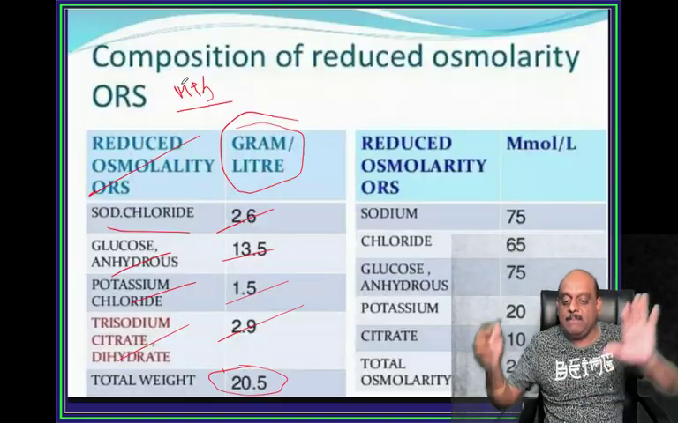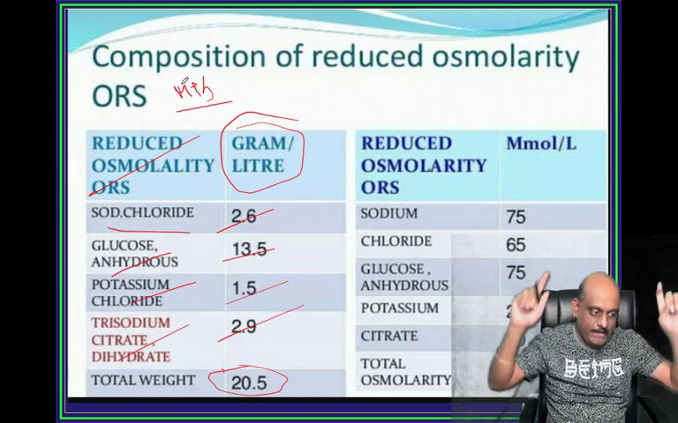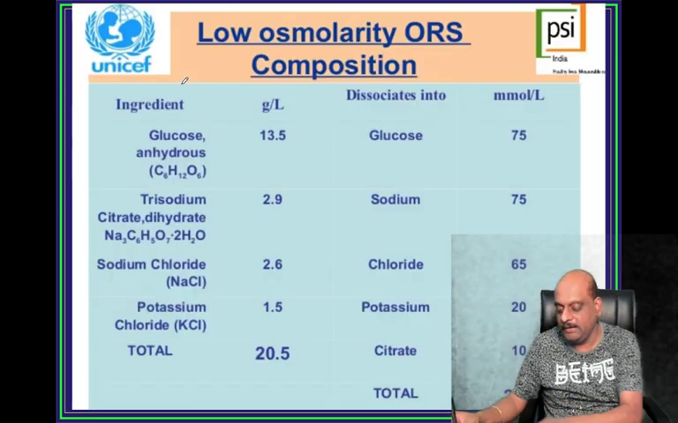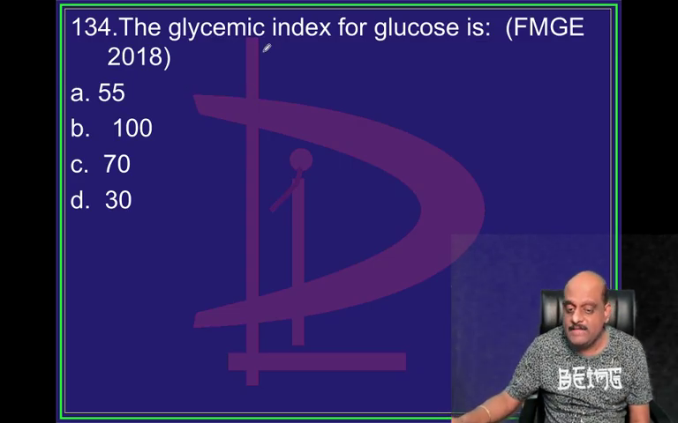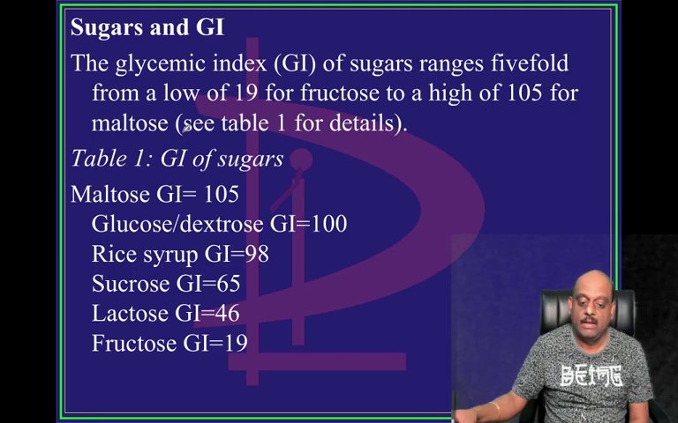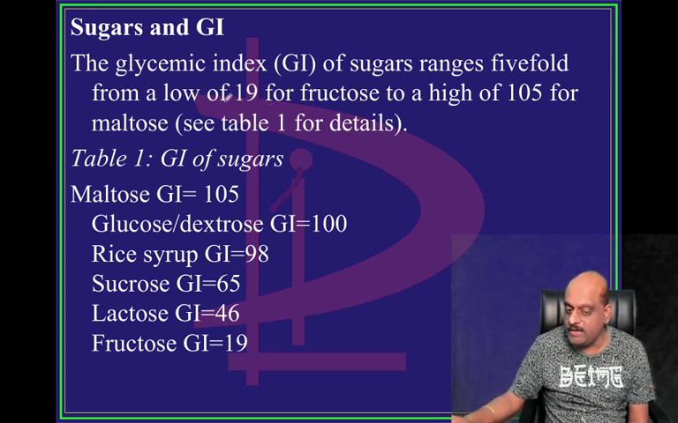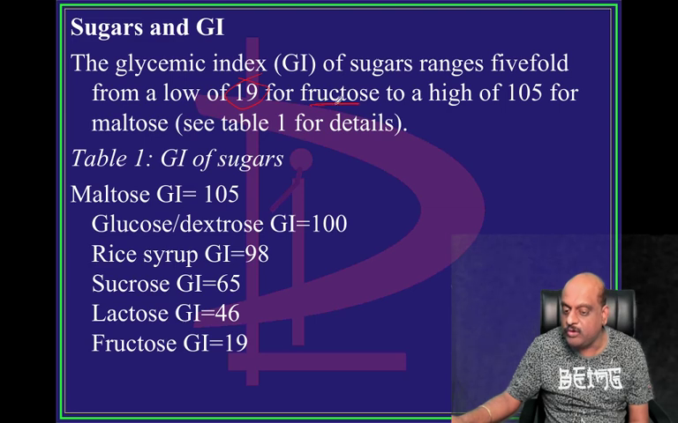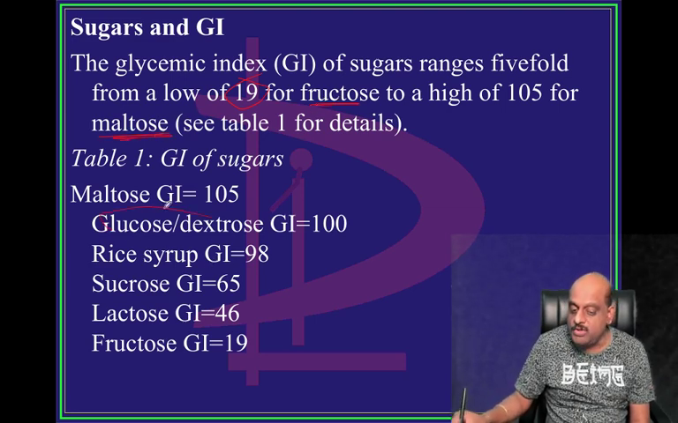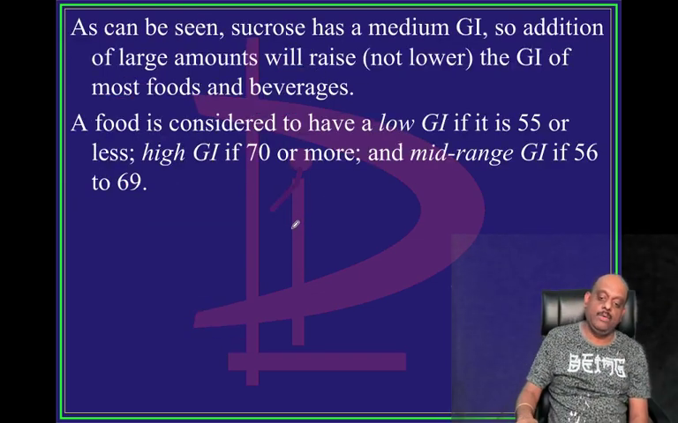So doctor, please remember both the things: millimoles per liter, grams per liter. Take one note of it, right? Yes. Now doctor, the glycemic index of glucose is 100. The glycemic index can be as low as 19 for fructose to 105 for maltose. So for glucose or dextrose, the glycemic index is 100. That's the point you need to appreciate.